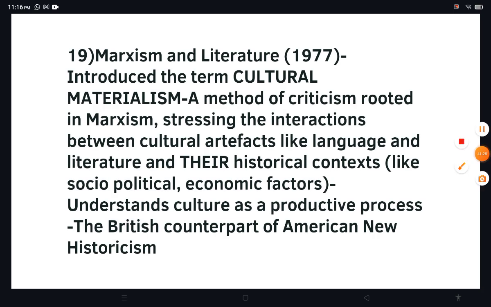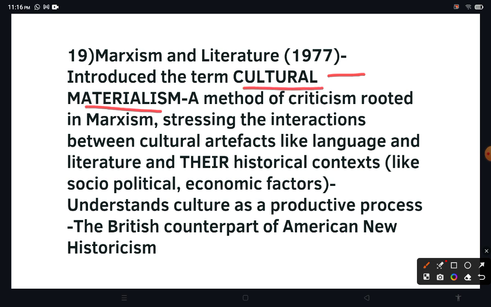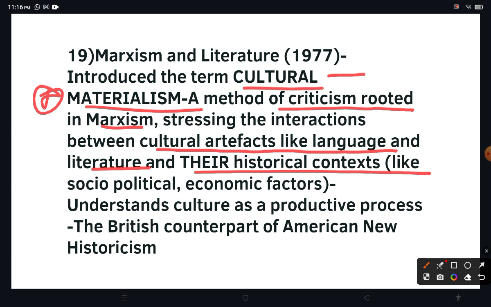Then Marxism and Literature, this is also an important work, which was published in 1977 and introduced cultural materialism. The important term cultural materialism was coined here in this work. It was also asked who coined the term, and the answer is Raymond Williams. It is a method of criticism rooted in Marxism, stressing the interaction between cultural artifacts like language and literature and their historical context, like socio-political and economic factors. It understands culture as a productive process, the British counterpart of American new historicism.